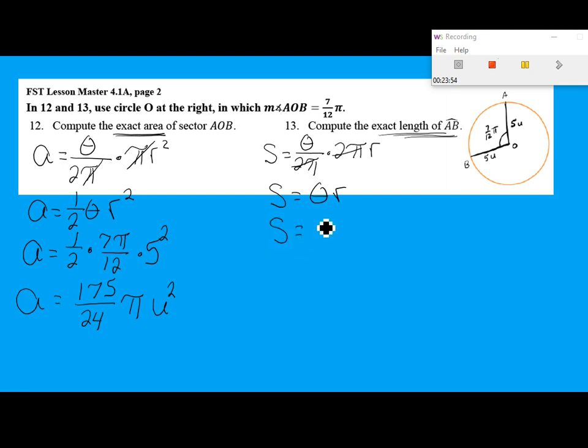So check this out now. The arc length is going to be 7/12 pi times 5. 7/12 times 5, 35/12. Put your pi with it. My units just happen to be units. So guys, arc length and arc area, area of a sector, just write down your formula, simplify it, and then plug in.